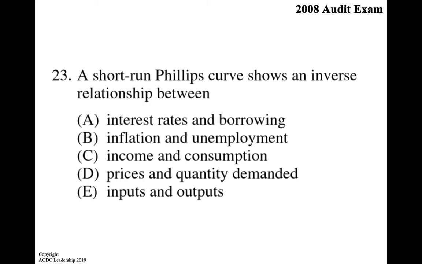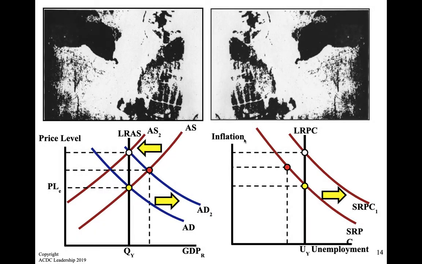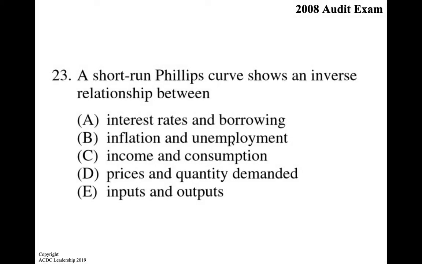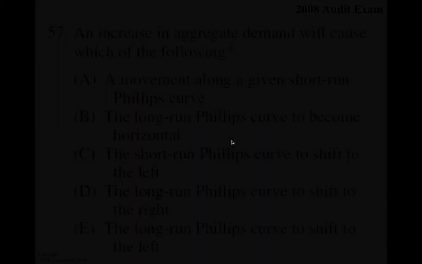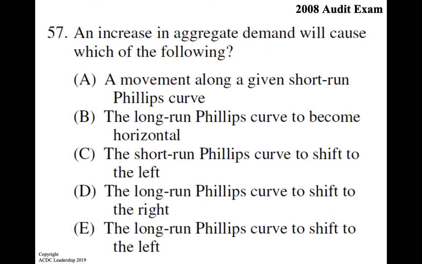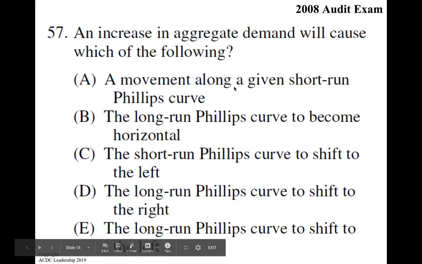A short run Phillips curve shows an inverse relationship between what? If you are writing these graphs down, there are only two things you're writing, inflation and unemployment. So B. An increase in aggregate demand will cause which of the following? We know you're moving along the short run Phillips curve when it comes to demand, so A is correct. Does the long run Phillips curve become horizontal? No. Does the short run Phillips curve shift to the left? Nope, that's when aggregate supply shifts. So A should be the correct answer.